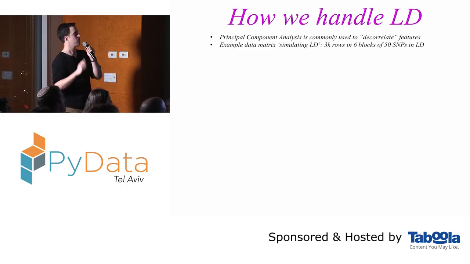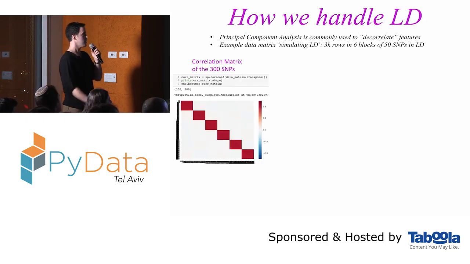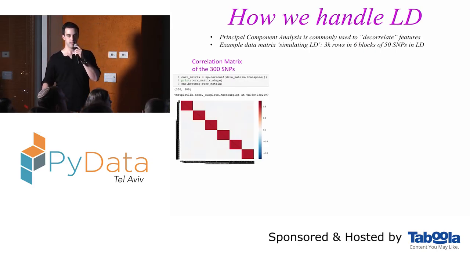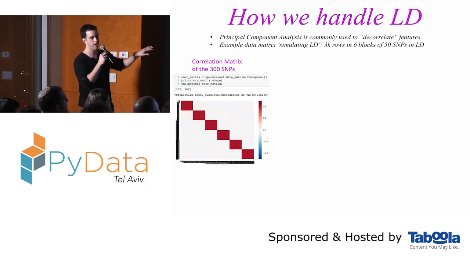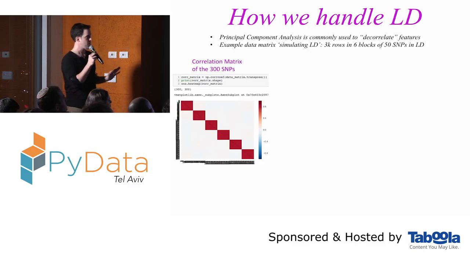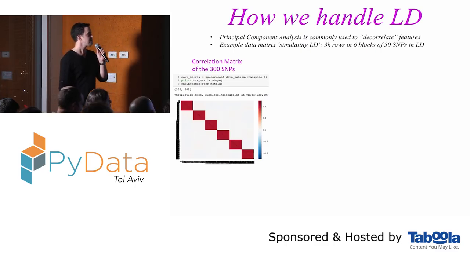Let's look at an example of how PCA actually acts on such data. This is a synthetic example of an idealized correlation matrix in perfect LD. It is 300 by 300, and we have six LD blocks, each of 50 SNPs. And so the correlation matrix will look something like this.